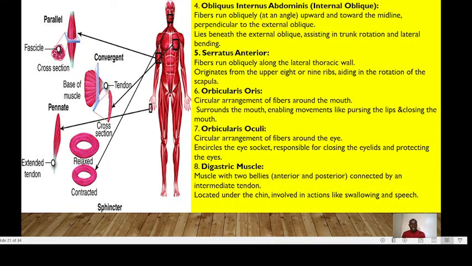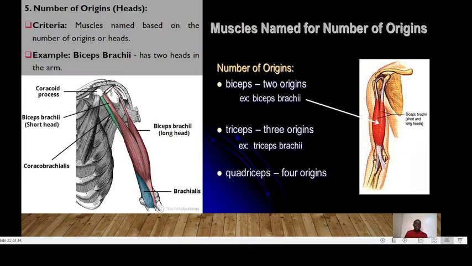All right, guys. The fifth criteria is the number of origins or heads. Muscles are named based on the number of origins or heads. The best example is the biceps brachii. Bi means two, because it has two heads. If you look at it, you'll see the biceps brachii short head here, just below the coracoid process. And we also have the biceps brachii long head. Then this is the brachialis.